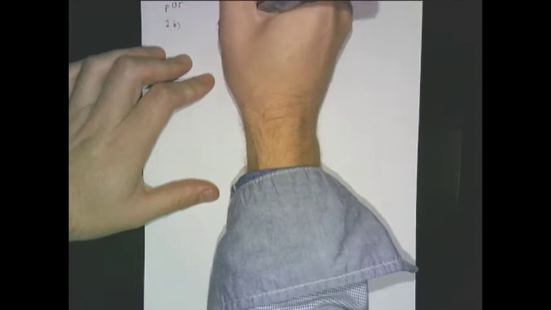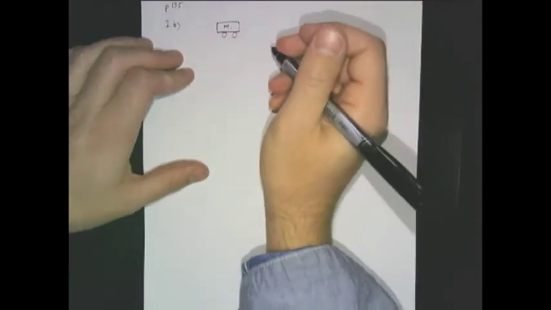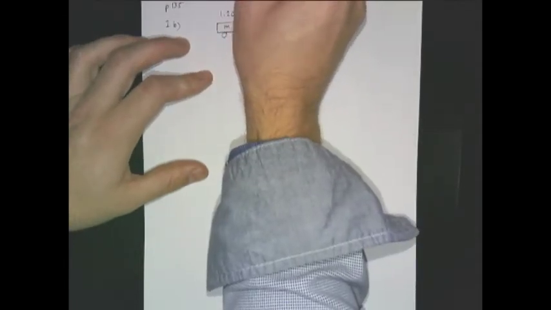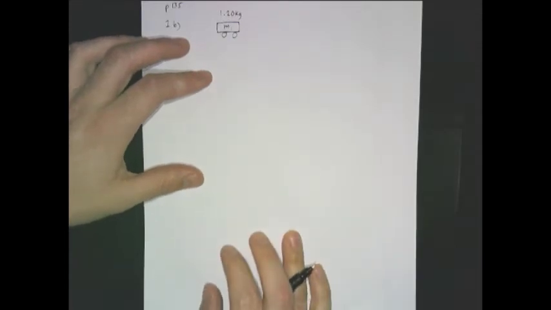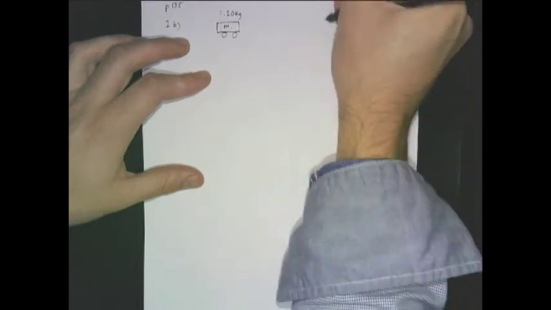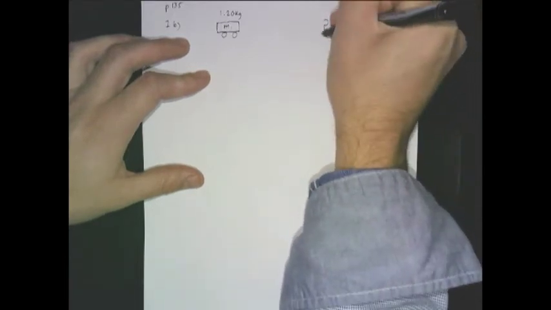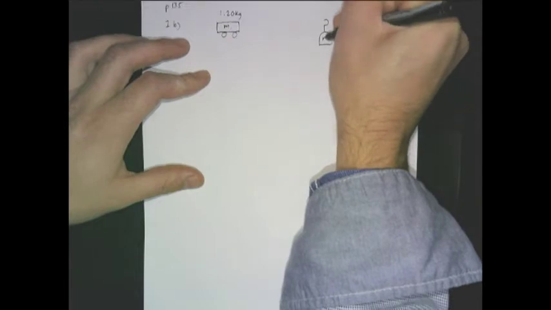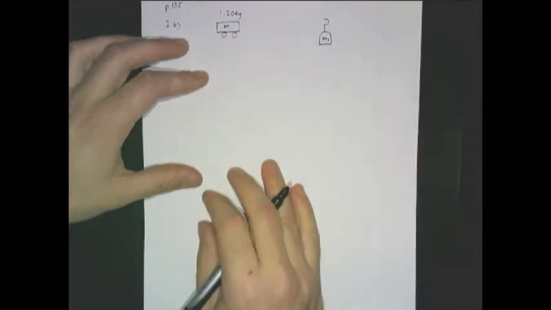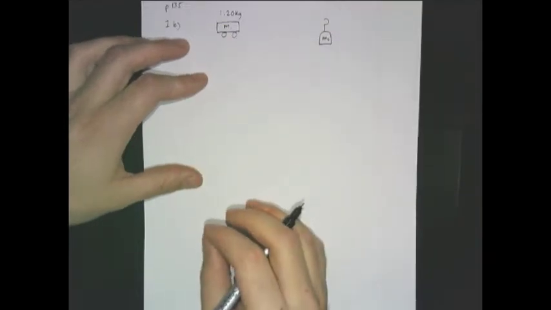Page 135, question number 1b, is a similar question to the last example that we've shown in section 3.3, except in this case, there is friction acting on mass number 1. Mass number 1 has a mass of 1.20 kilograms. And mass number 2, the hanging mass, has a mass of 0.60 kilograms.